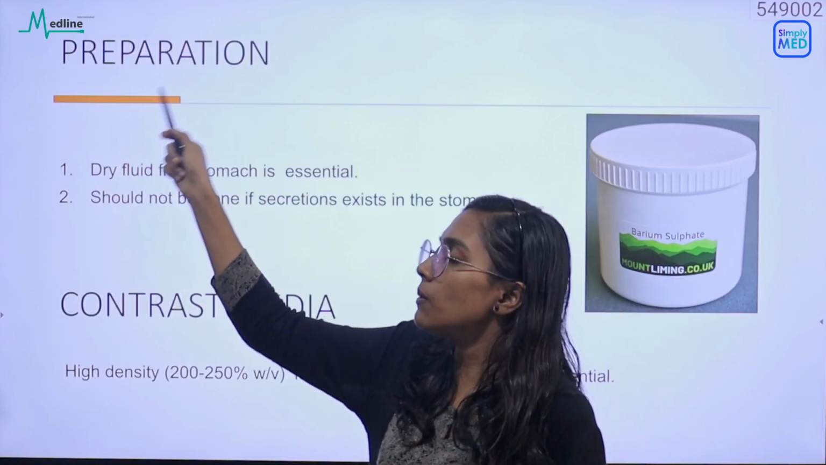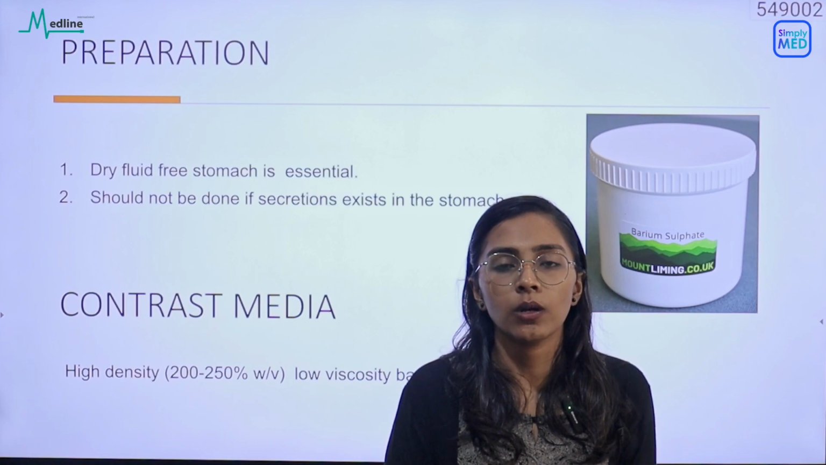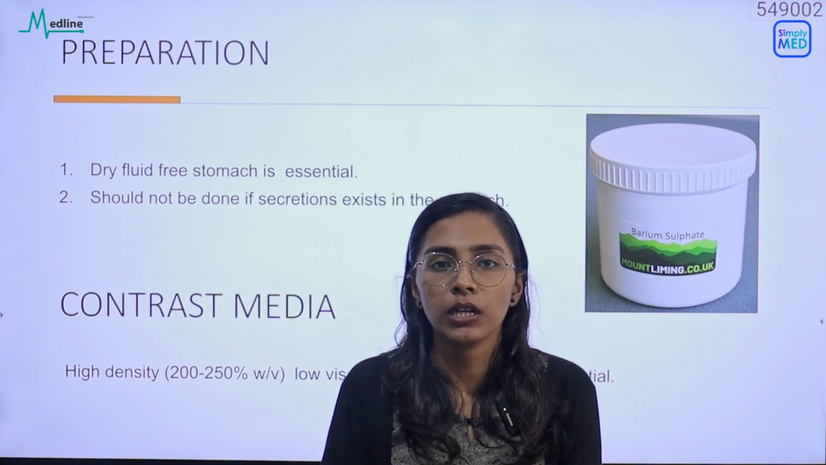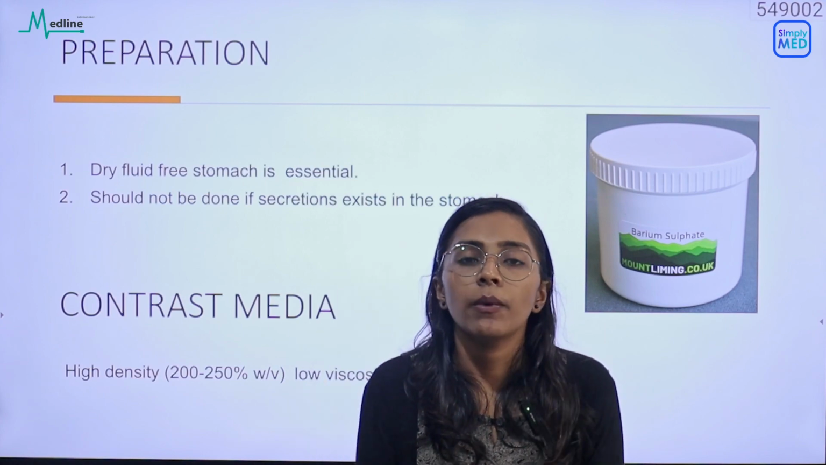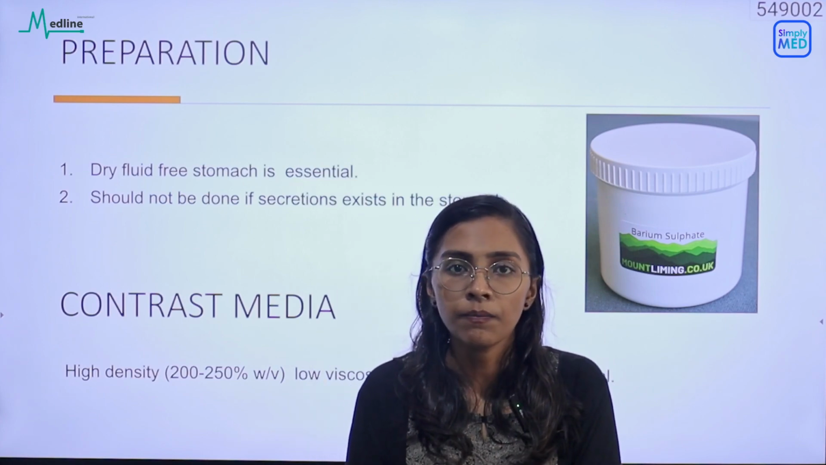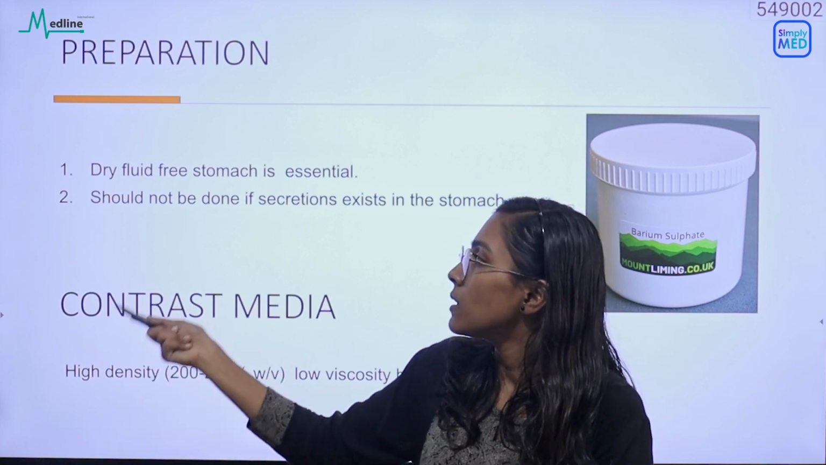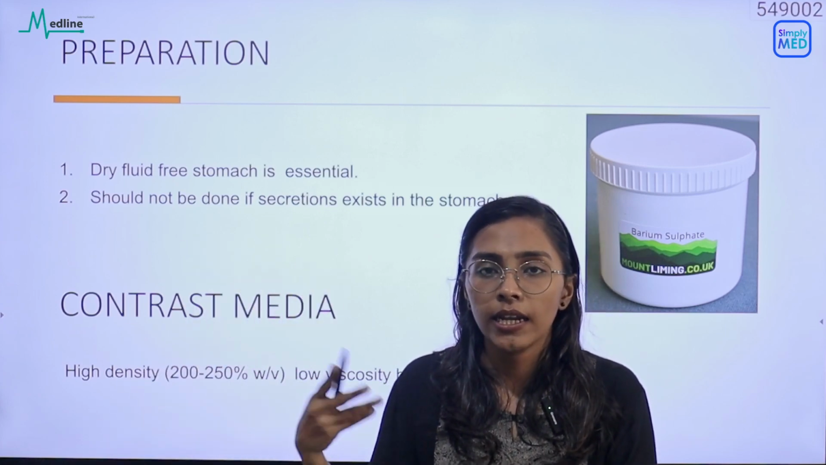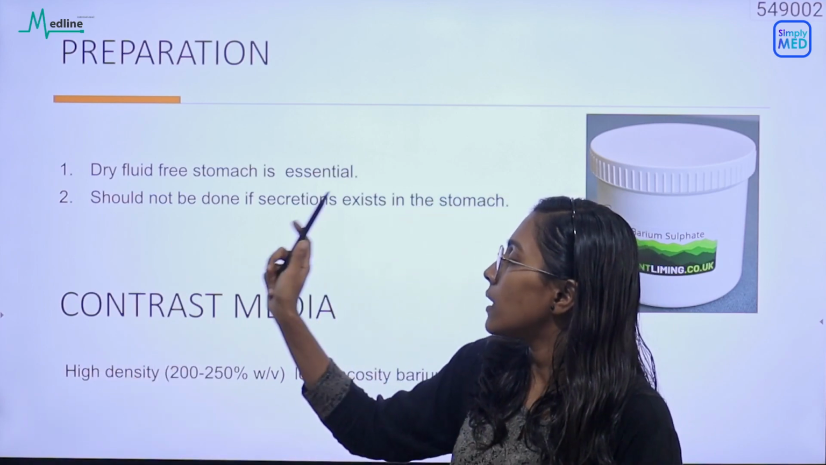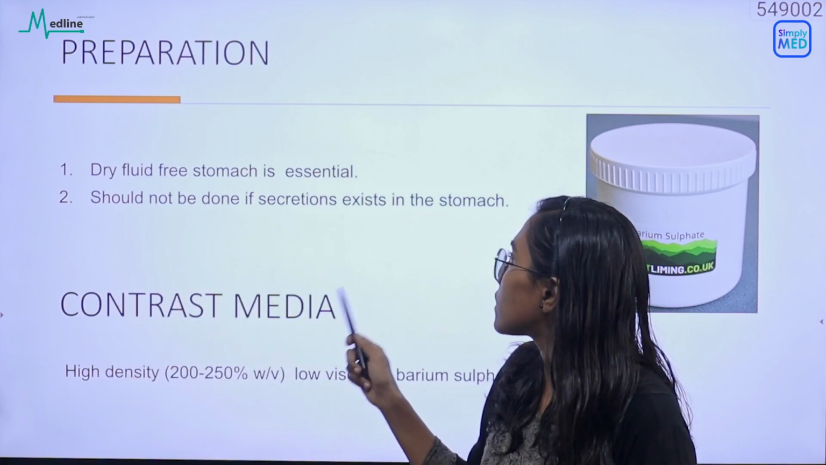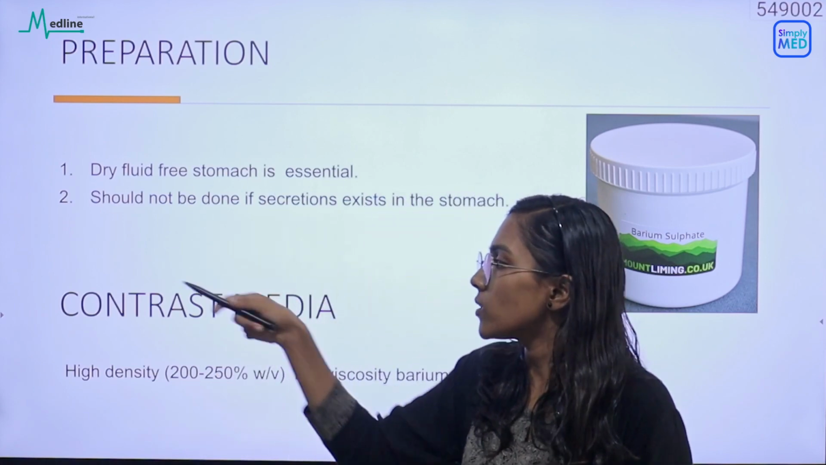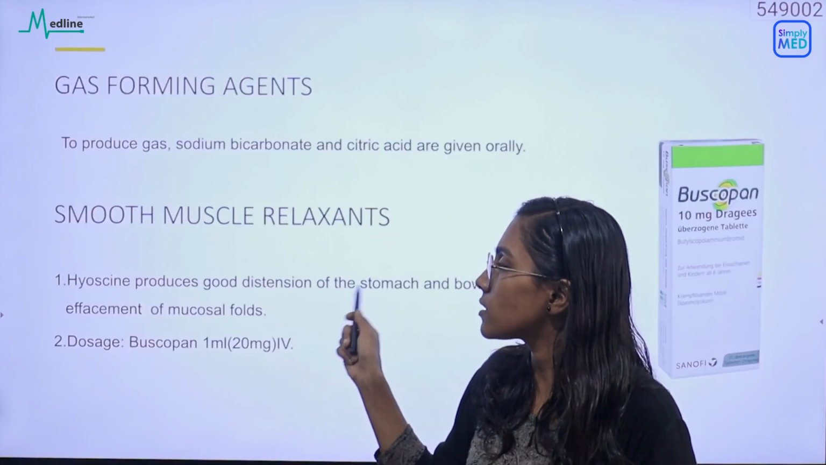And when we come to the preparation, before giving the contrast agent, what do we have to look for in a patient? The patient's stomach should be dry and free from secretions. Our stomach might contain some secretion, so if you are doing a double contrast study, there should not be any secretions in the stomach. So that's about preparation and contrast media.